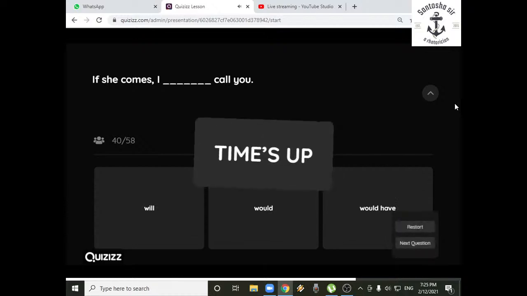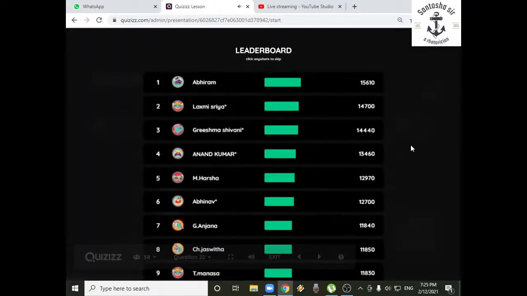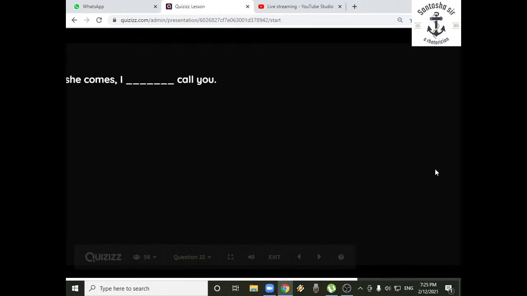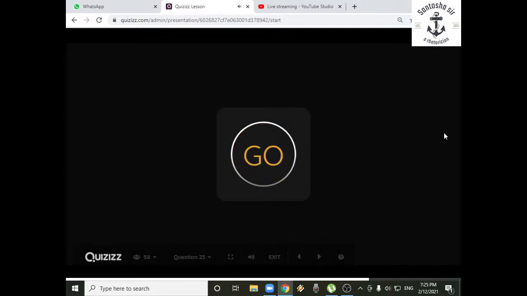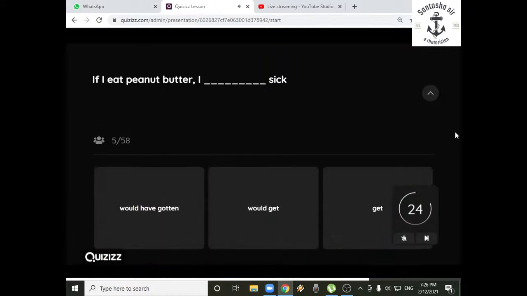There ends the time. 40 members made it within the time, and the leaderboard score says 7th position was replaced. 34 members answered it correctly. Moving on to the next question. Question number 23rd. Pick up the right conditional. So I'm not reading the sentences because I might end up saying the answer.